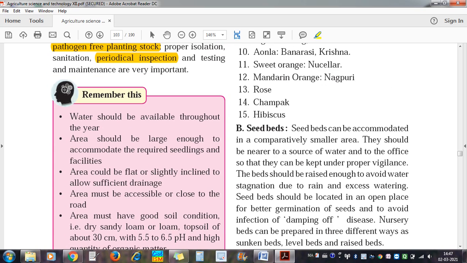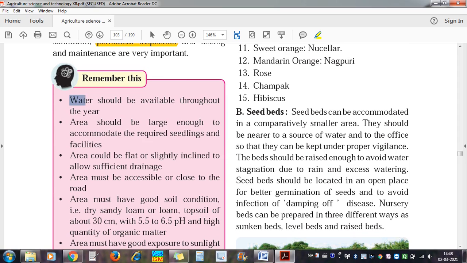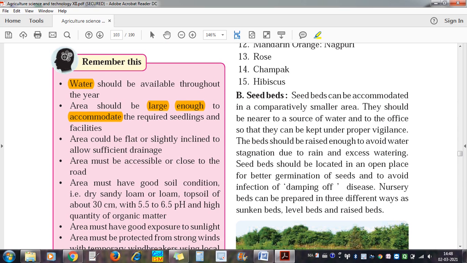Now availability of water is also important throughout the year. If water is not available, then it will be difficult to grow the seedlings. Then a large and enough area should be available for the whole nursery. This area should be flat or slightly inclined. The land should not be undulating, it should be levelled land.